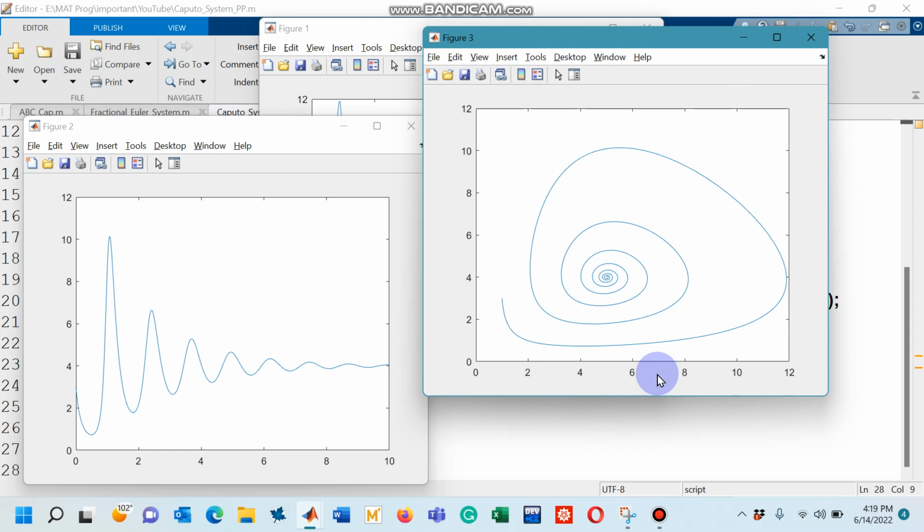So I hope it helps. Now you have seen how we can simulate a fractional order system with the Caputo operator while the system has different fractional orders for each equation. And this code is using a well-known numerical scheme called the fractional forward Euler's method. So I hope it helps you.